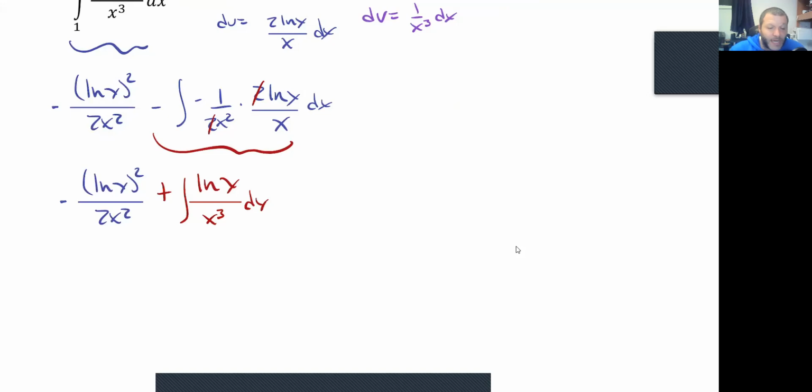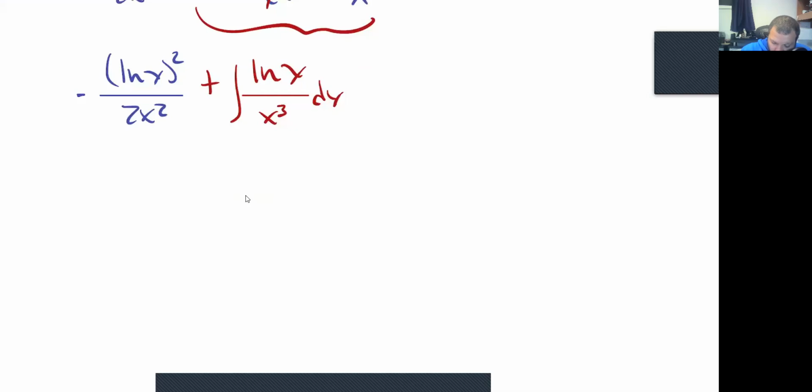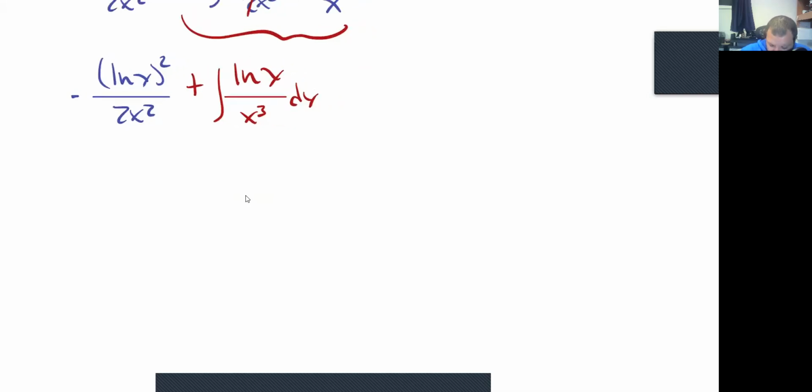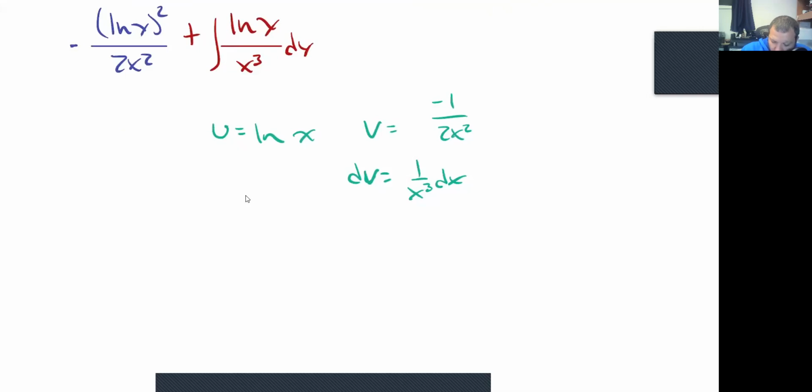is here. All right, so then again, we have another integration by parts. It doesn't seem like we did too much, but notice that our natural log of x squared is now just a natural log of x, right? So we reduced it down by 1 order, which is a great thing. So again, we're going to say let u equal the natural log of x. And again, let dv equal 1 over x cubed dx. So v is going to equal negative 1 over 2x squared, like it did a moment ago. And du is going to be 1 over x dx.